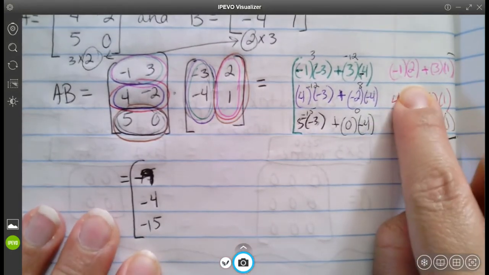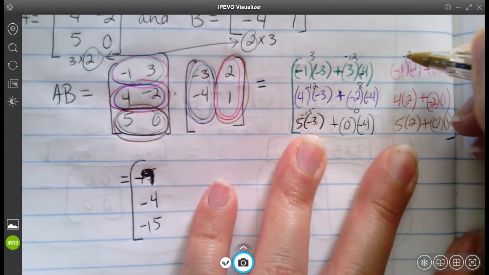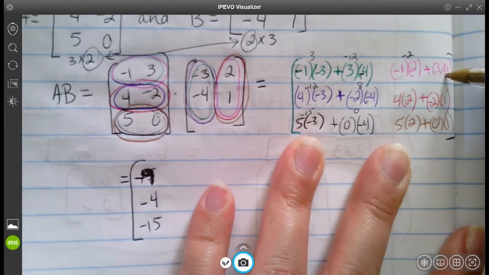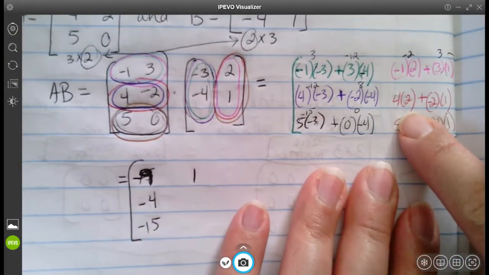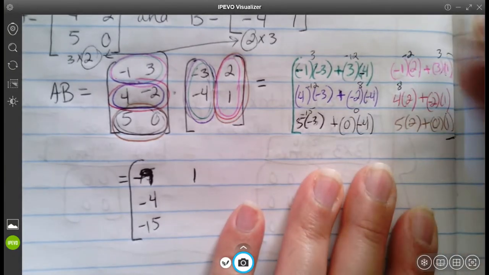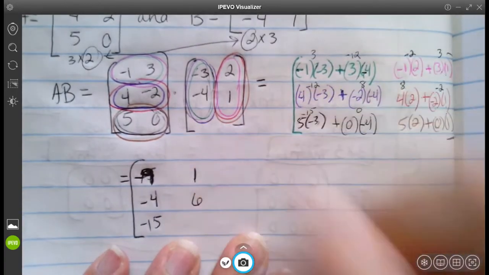Now we're going to look at this side over here. So we have -1 times 2 is -2. 3 times 1 is 3. -2 plus 3 is 1. 4 times 2 is 8. -2 times 1 is -2. 8 plus 2 is 6.